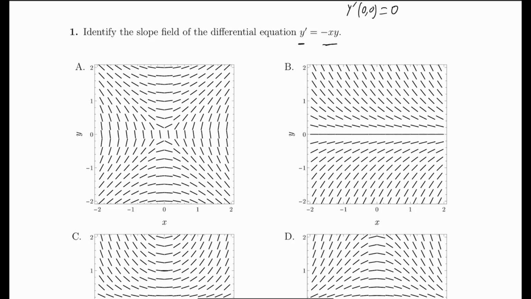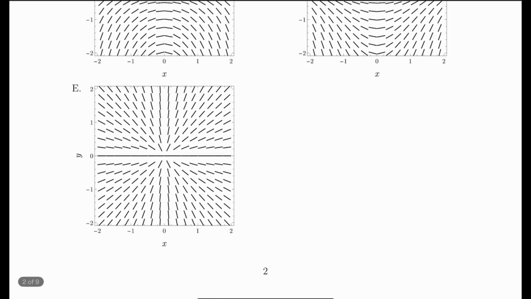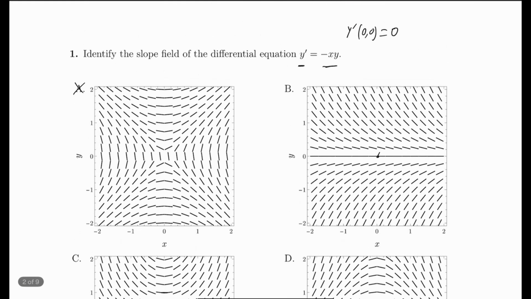In slope field A, we do not have that. We have almost a vertical line, so it cannot be slope field A. In B, we do have a slope of 0 at the origin, right in there. Same thing with C and D and graph E down here. So now let's move on and see what else we can check.